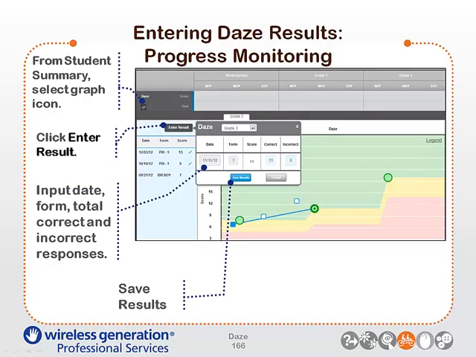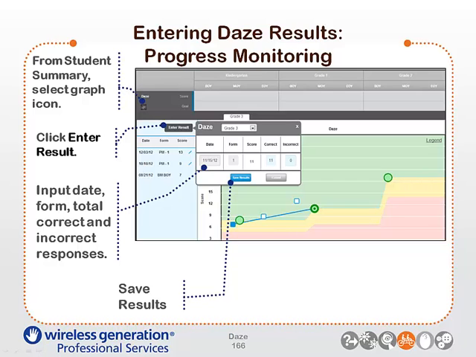So from the student summary view, click the graph icon under Days to open the day's progress monitoring graph. Click Enter Result to enter the results mode. Tap on the appropriate cells to enter the date and scores. Click the Date column to see the calendar pop up. Click the Form column to see a list of all the day's forms.